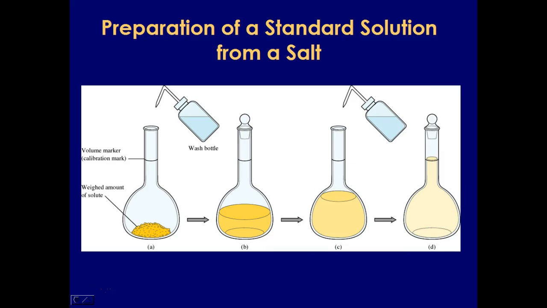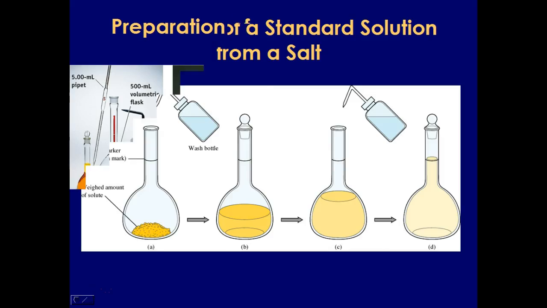These next two slides are going to look hopefully pretty familiar. They go through the process we used to make our standard and dilution solutions in the Beers Law Lab, where you weighed out your solute, added some water to it and got it to dissolve, and then brought the water up to the calibration mark on your volumetric flask, capped it and inverted it, and that prepared your standardized solution.